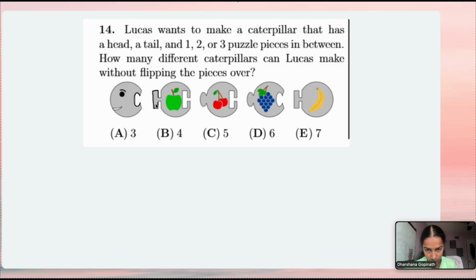What other pieces can't we do that with? We can't connect the grapes and the tail because they both have different connectors.